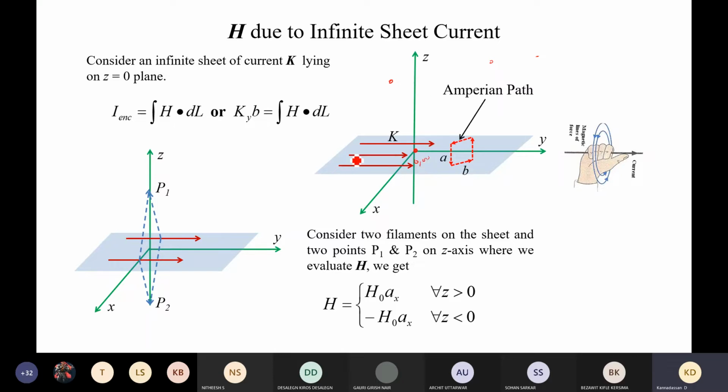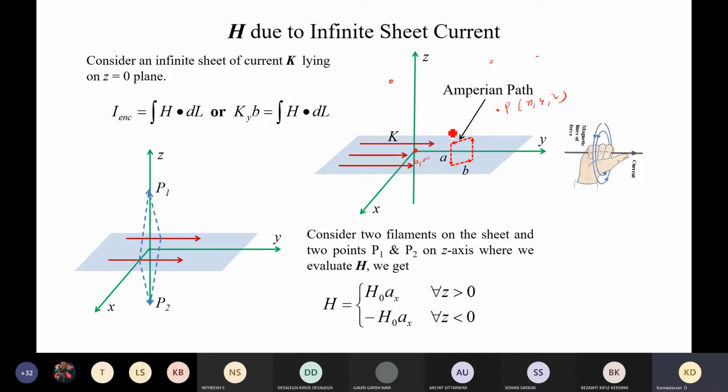Then I am drawing the axis. Then I am placing the infinite sheet. Due to this infinite sheet, I have to calculate the magnetic field at a particular point P. That is my objective, at x, y, z, any particular point.